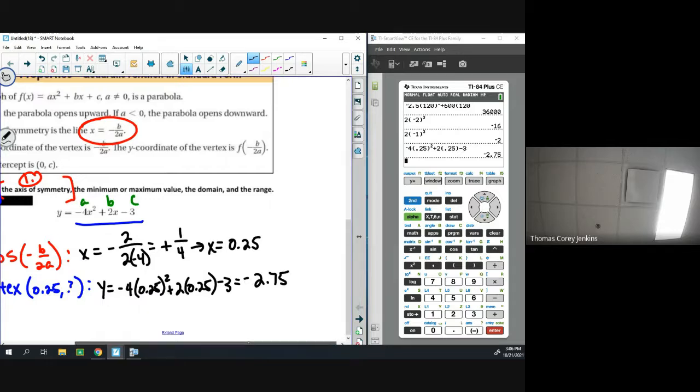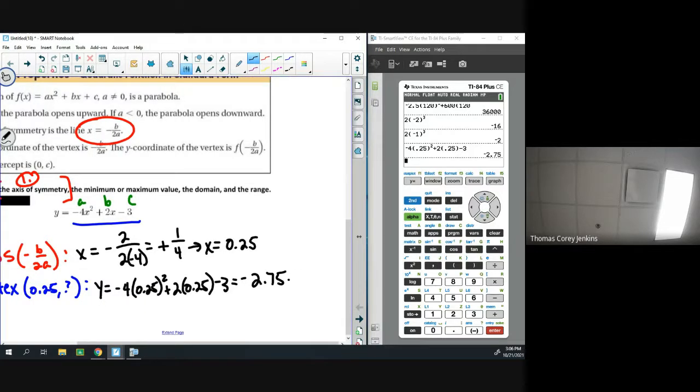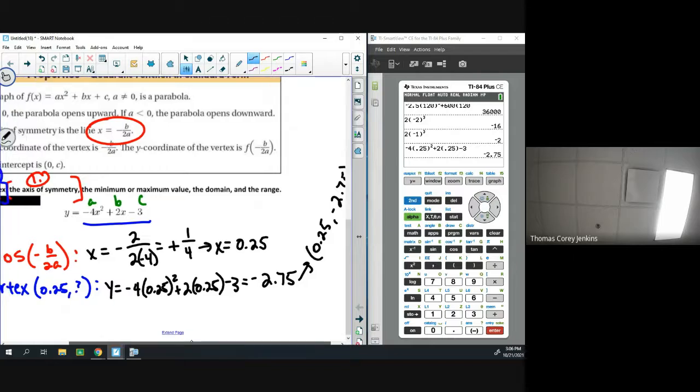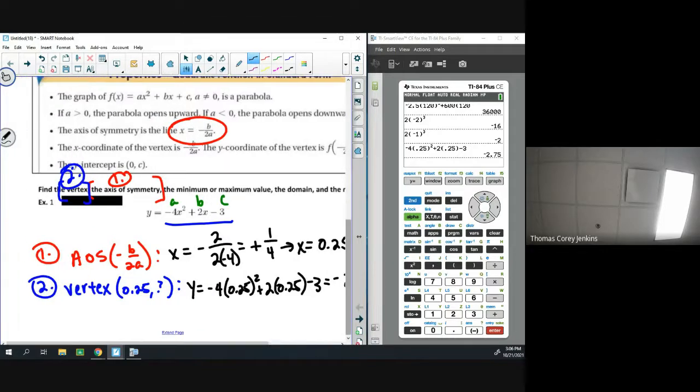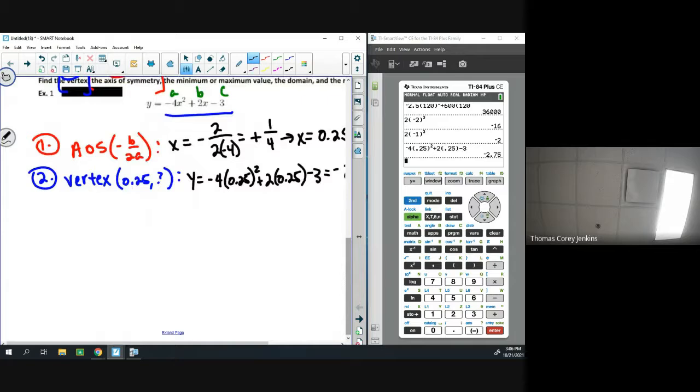So now I know my vertex overall, kind of running out of room there, is at 0.25 comma negative 2.75. So that's my vertex. And again, we wouldn't just be able to use our graphing calculator and find that. That would not be obvious.